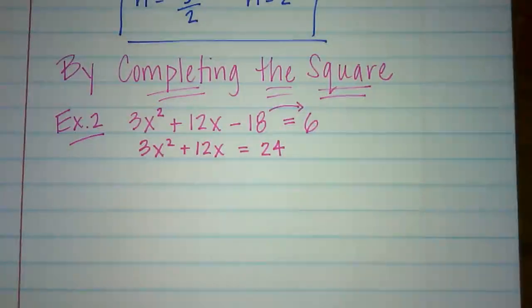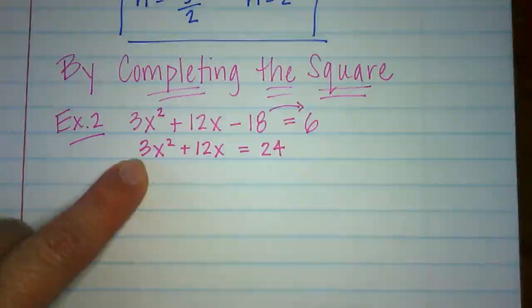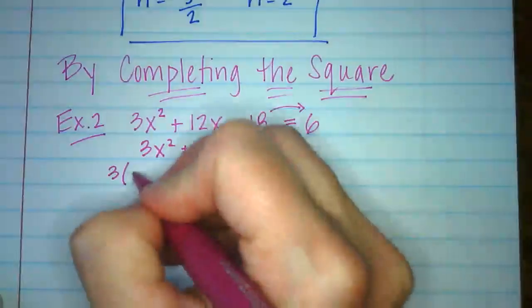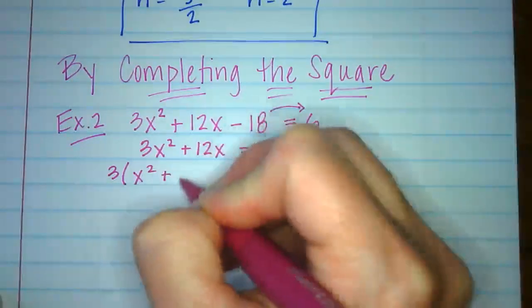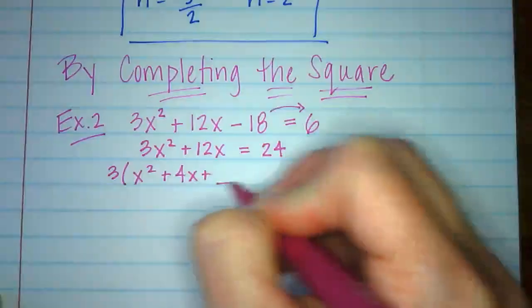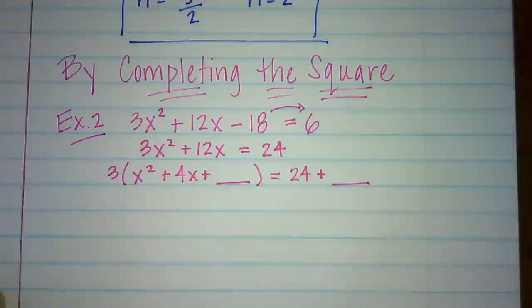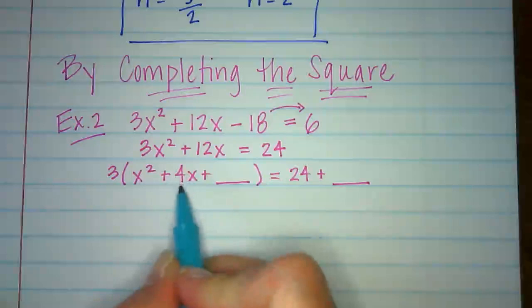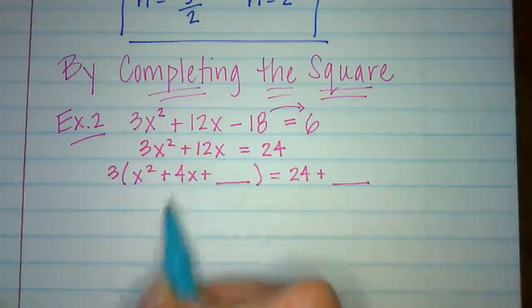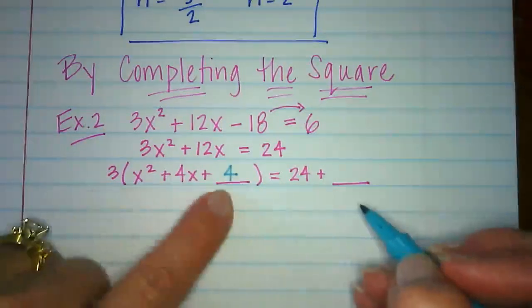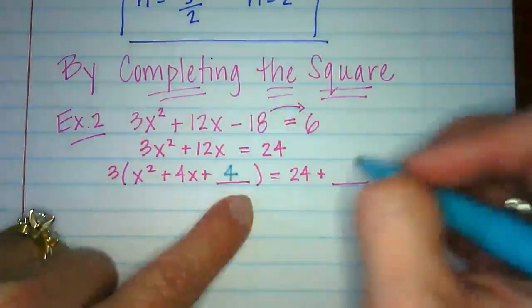All right, so now we're going to go through and complete the square. We have a leading coefficient, so we need to pull that out. If we take that out, that's going to leave us x squared plus 4x plus blank equals 24 plus blank. Got to figure out what is the number that goes in this spot. We need to take half of this and square it. So half of 4 is 2, squared is 4. But when we go over to this side, we're not just adding 4, we're actually adding 12.